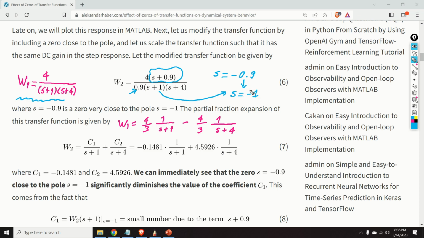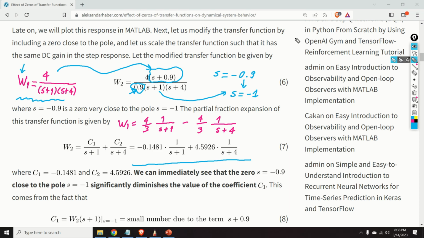So to summarize, we modified our original transfer function shown over here by adding a zero at minus 0.9 that's close to the pole at s equal to minus 1, and by introducing this scaling constant. This scaling constant is introduced in order to make sure that the transfer functions W1 and W2 have the same DC gain. Now, let us compute an inverse impulse response of the W2 transfer function. To compute the inverse impulse response, we obviously need to compute the partial fraction expansion, and here's the partial fraction expansion.